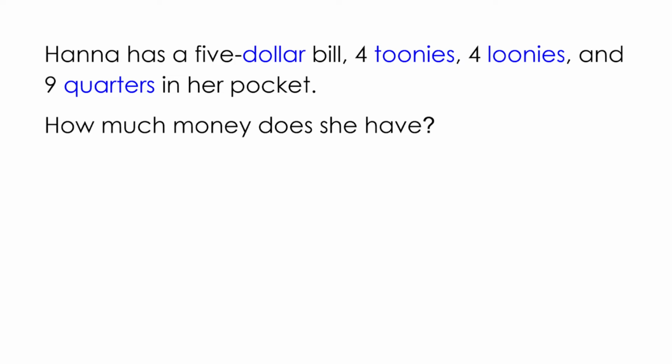Hannah has a $5 bill, 4 toonies, 4 loonies, and 9 quarters in her pocket. So if you're watching this video outside of our country, the country of Canada, some of this will not make sense to you, so I will make it make sense. A $5 bill is simply $5. A toonie is $2. A loonie is $1, and again, a quarter is 25 cents. So I know these two sound funny, but that's just the way it is up here.